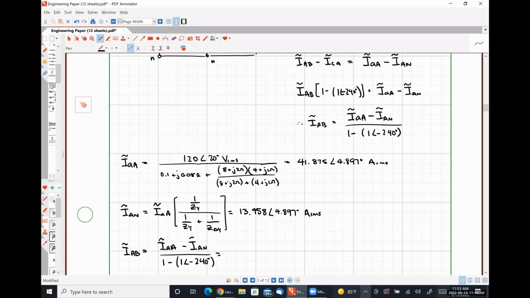And if I plug in my numbers here, what I find is that IAB is 16.118 angle 34.897 degrees amps.